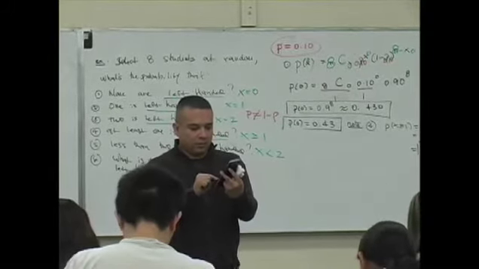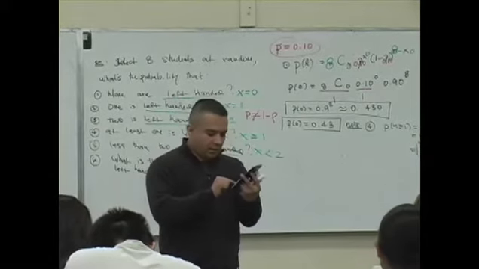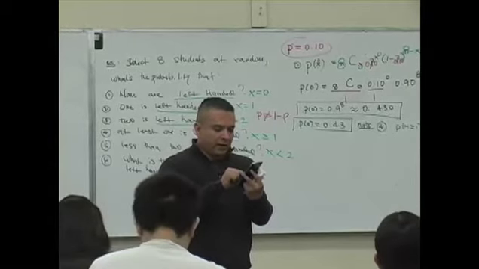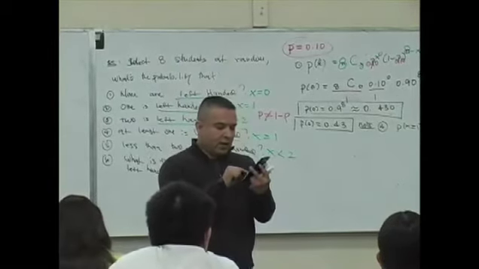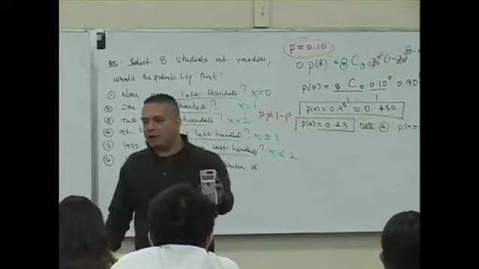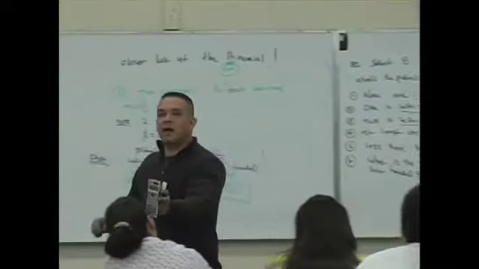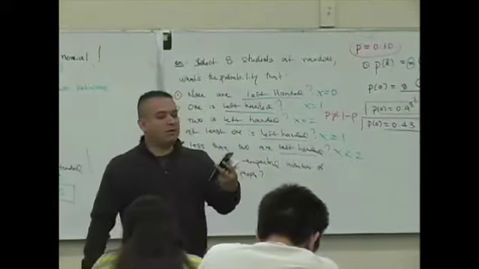8C2 times 0.1 raised to the second times 0.9 raised to the 6th power. See how I just entered everything in there? I entered it all in my calculator, and then I'm going to hit equal. And what does it give me?